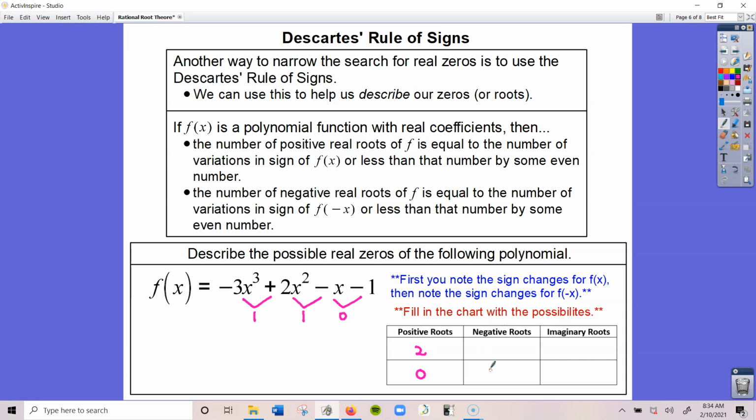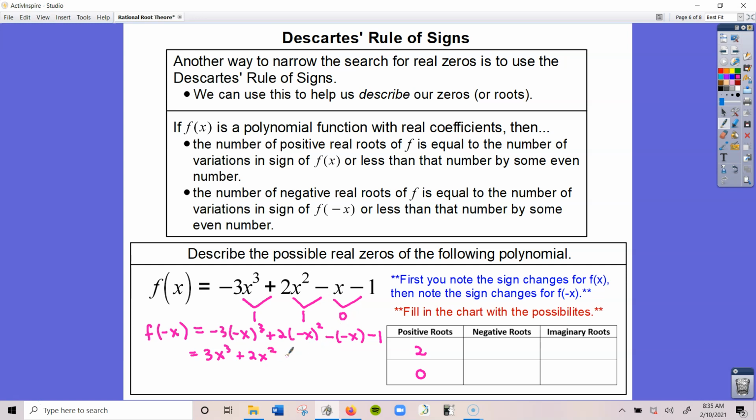Now to figure out if we're going to have any negative roots, what we have to do is find f of -x. So that means that I'm going to plug in -x everywhere that I see an x. And now we simplify this. -x raised to the third is going to remain negative, because a negative times a third negative is still negative. So if this is -x to the third times -3, that's going to make it a positive 3x to the third. This negative x squared, if this negative x is squared, then that negative x will become positive. So x squared times 2 would also remain positive.